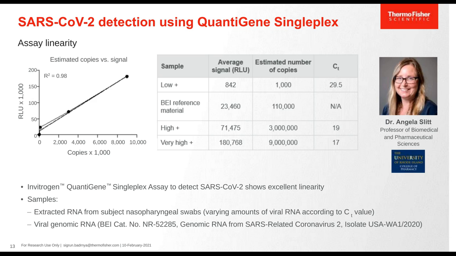To showcase linearity, the estimated copy number was graphed against the relative light unit signal, demonstrating an excellent performance with an R-square of 0.98 corresponding to qPCR results.